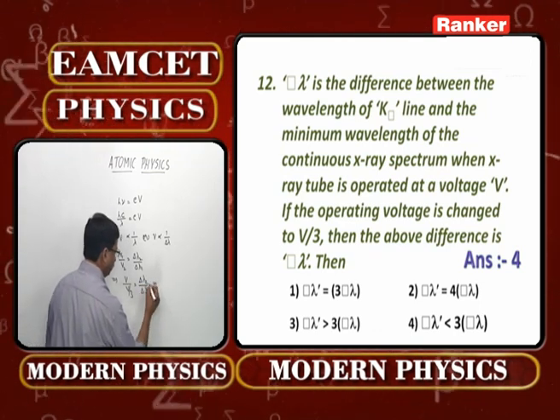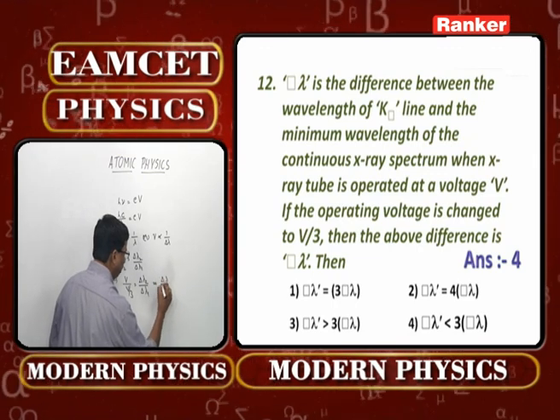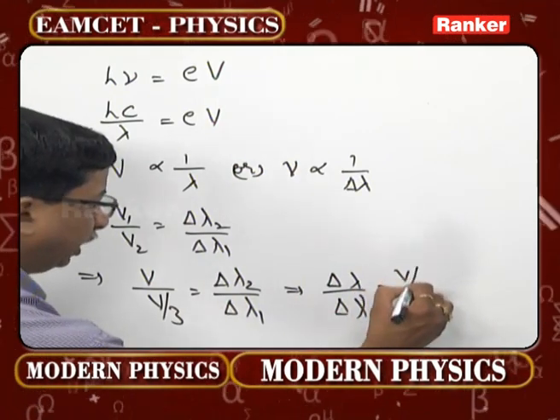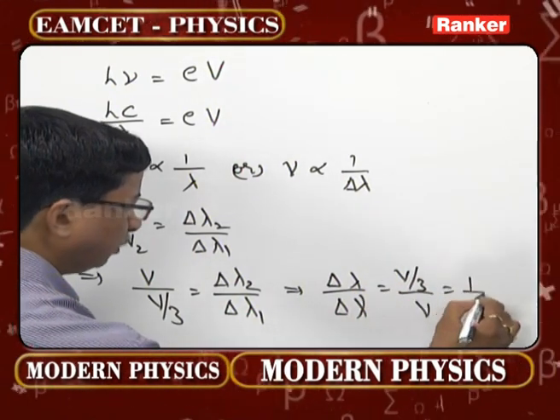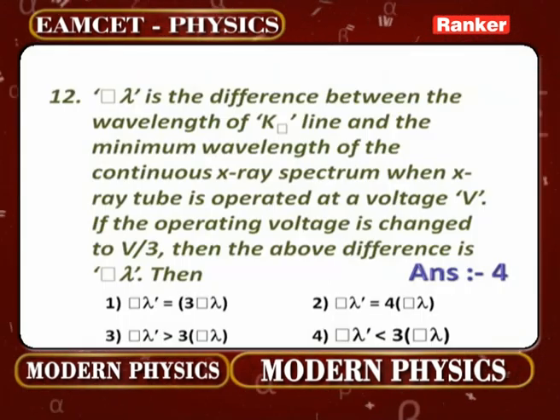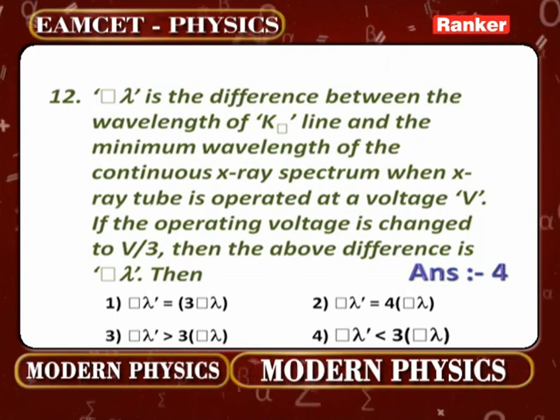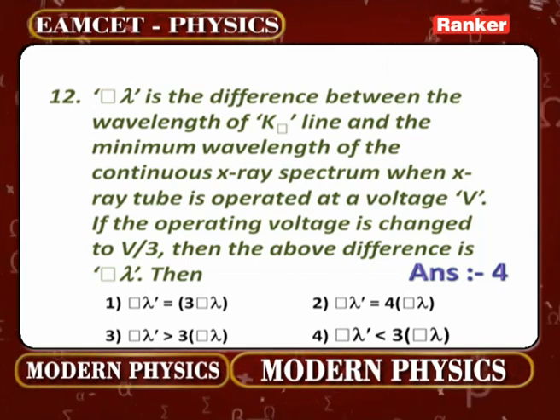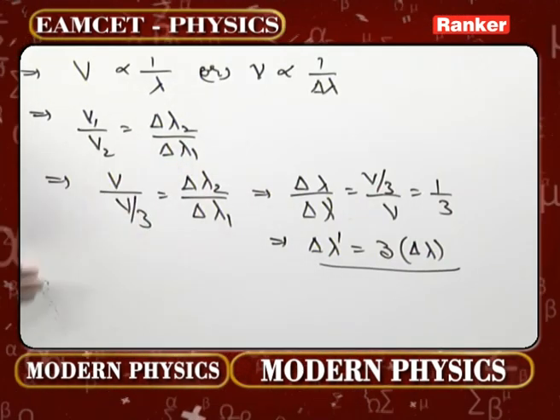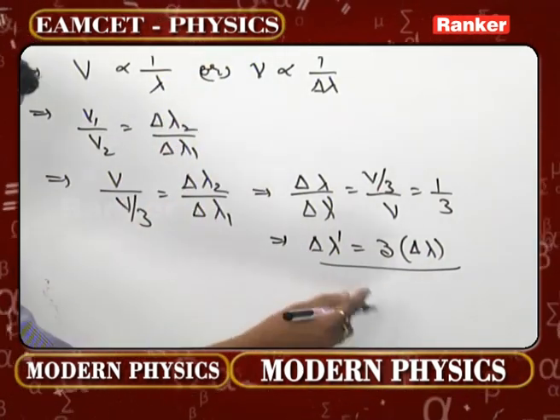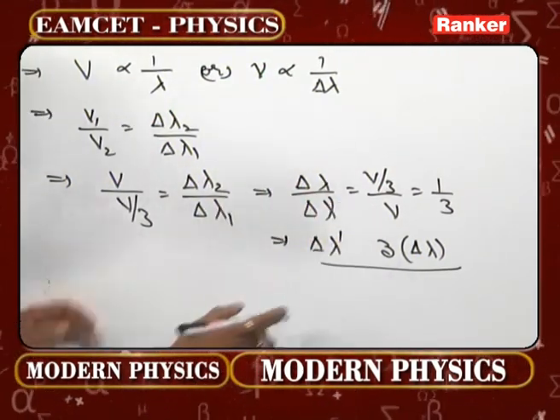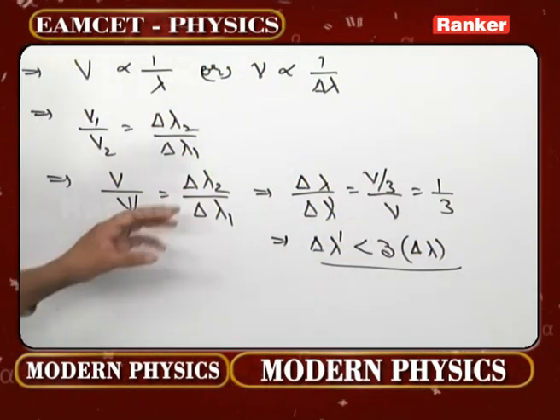In other words, you can say the same thing, delta lambda by delta lambda dash is equal to V by 3 by V. That means, is it not 1 by 3? So look at that one carefully now. If you cross multiply this one, delta lambda dash becomes 3 times delta lambda. But one should understand a very simple concept. Since work function also is included over here, this delta lambda dash will not be exactly equal to that. It will be a little less than that value.